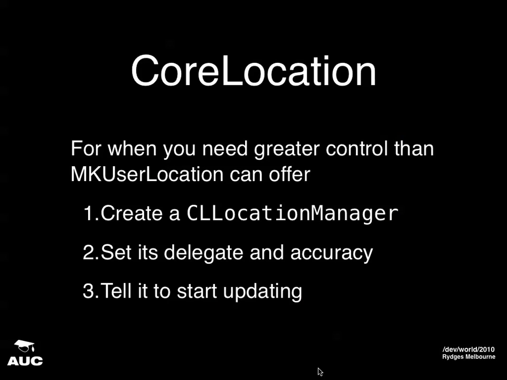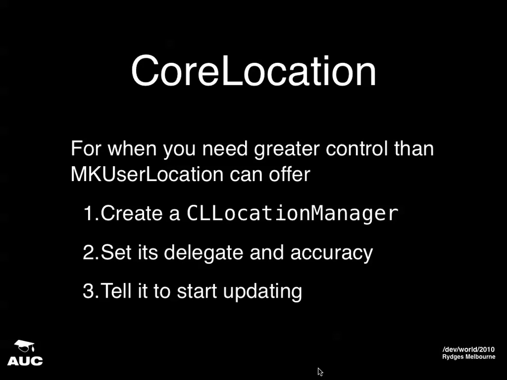So there is Core Location. I appear to be running a little slow, so I won't actually go into Core Location. But basically, it's if you need better control than what the MKUserLocation annotation actually lets you do. Basically, you create a CLLocationManager, set its delegate and its accuracy level. That's the first nice thing. You can actually say, "Hey, I want the accuracy best. I want it sort of 10 meter accuracy. I want 100 meter. I want a kilometer sort of accuracy."